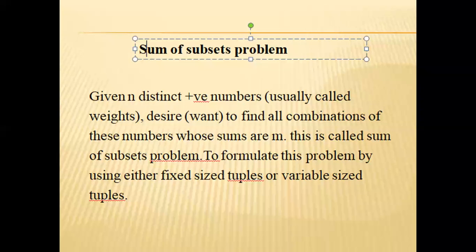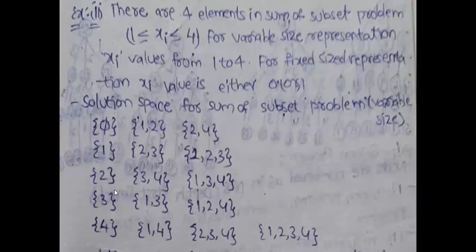In the sum of subset problem, yesterday we discussed the variable size representation. The solution is represented in two ways. The first one is fixed size tuples, which means every tuple has a fixed number of elements, that is 4 elements, 5 elements, or 6 elements. In variable size, the solution has a different number of elements in the tuples: one element, two elements, three elements, or four elements.